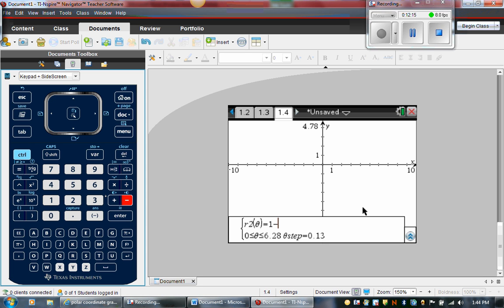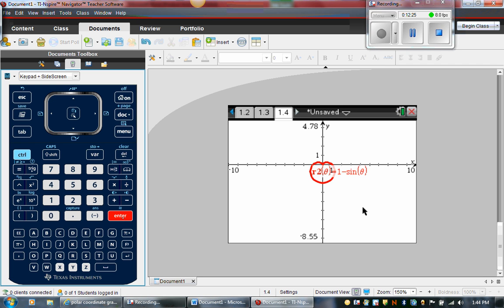One minus sine of theta. There we go. Graph it. And you see you get that little kind of heart-shaped thing. These kind of heart shapes and kind of bent circles are what we expect with a lot of the polar graphs. Not all of them, and we're going to see a couple examples of those in a second, but a lot of them.